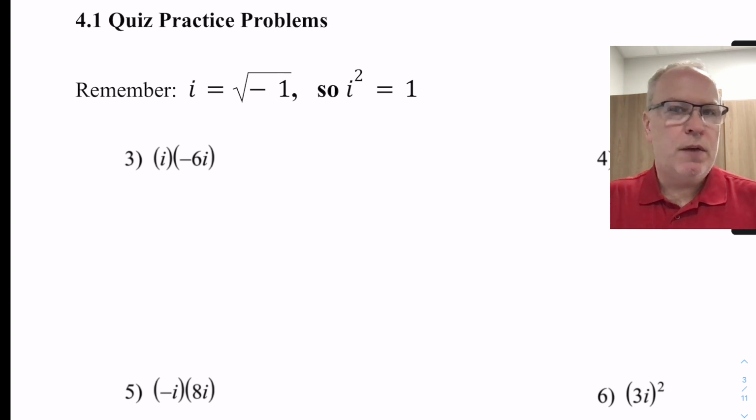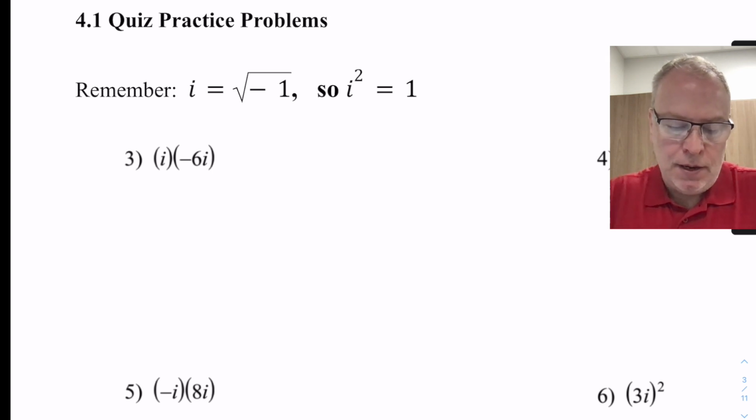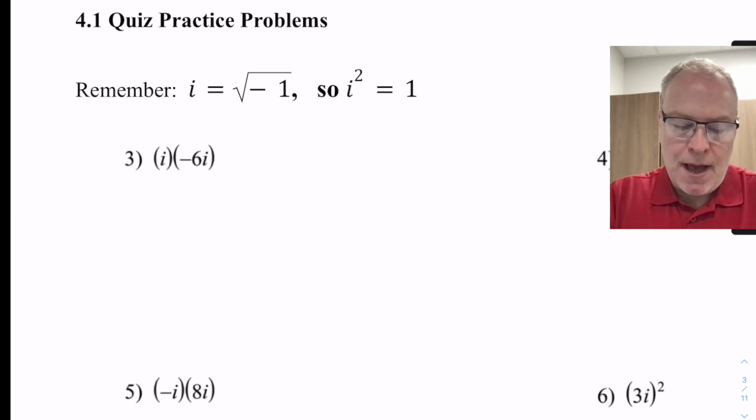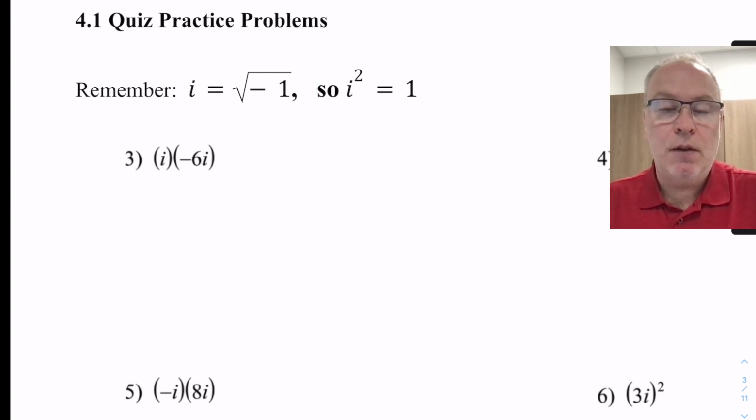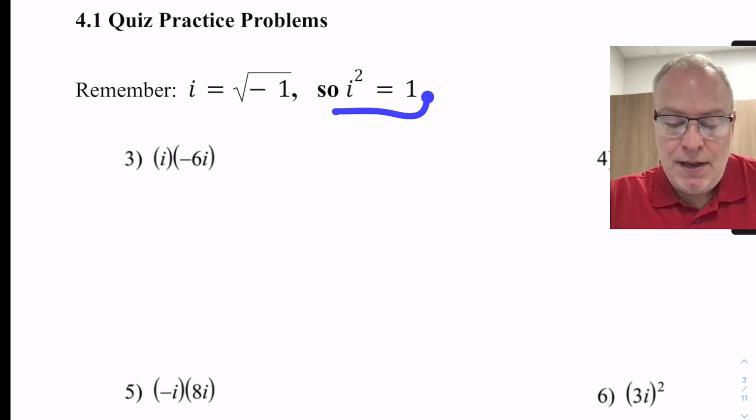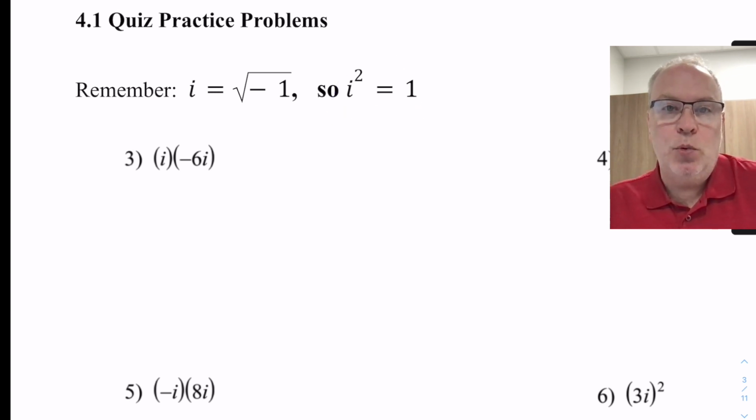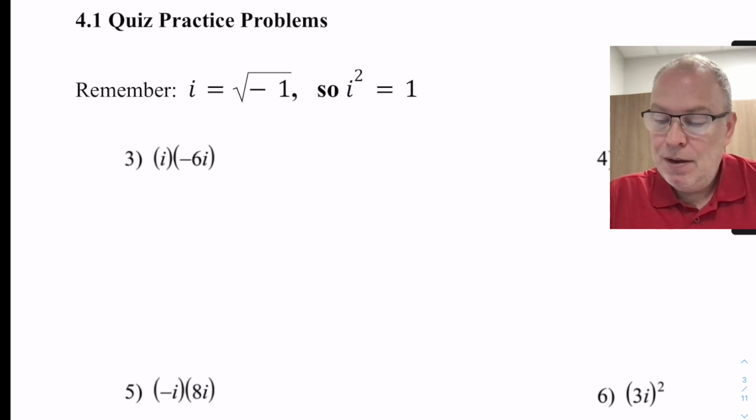All right, I wanted to create a quick video here to support you in your quiz review about imaginary numbers. So I have this PDF that I've provided all my students, and remember that i equals the square root of -1. So wherever you see an i, you need to think about that being a radical. It's actually the square root of -1. And then anytime you see an i squared, you replace it with -1.